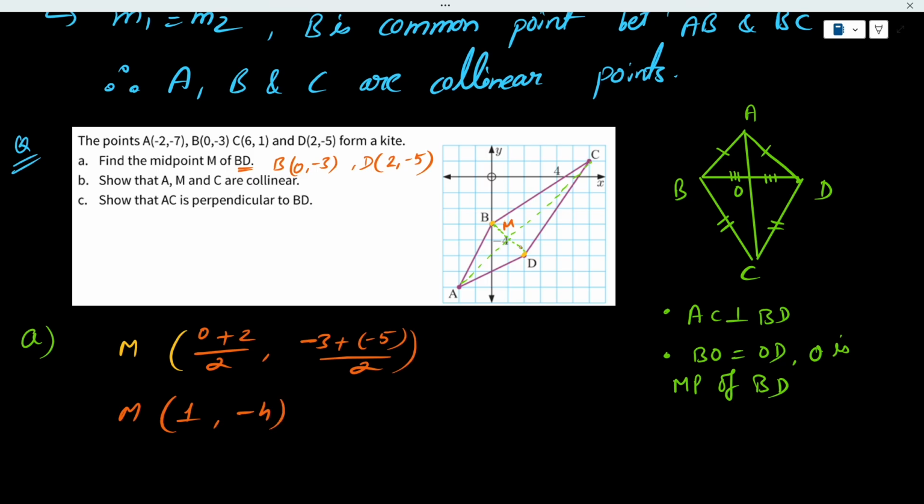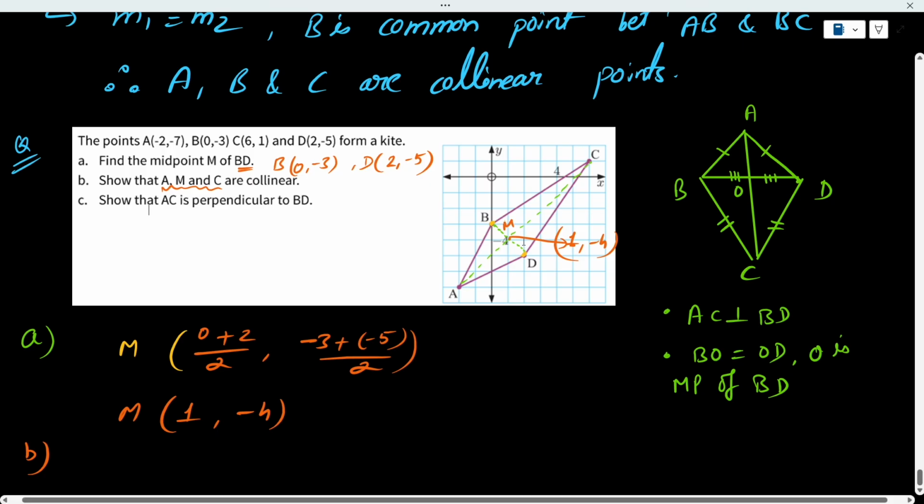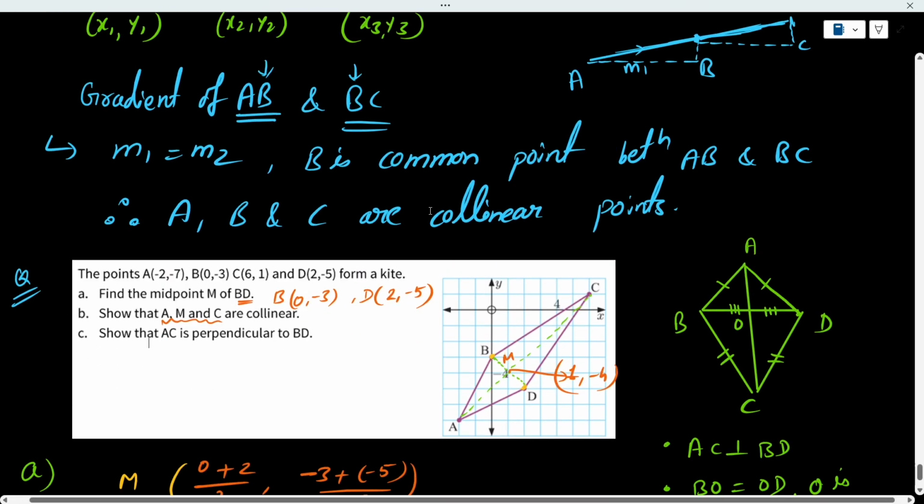So you will get the M coordinates as (1, -4). After that, this A part is done. Then, for the B part, they say show that A, M, C are collinear. See, just now I was telling you how to check the collinearity.